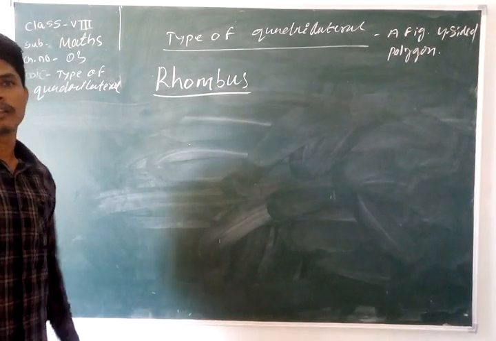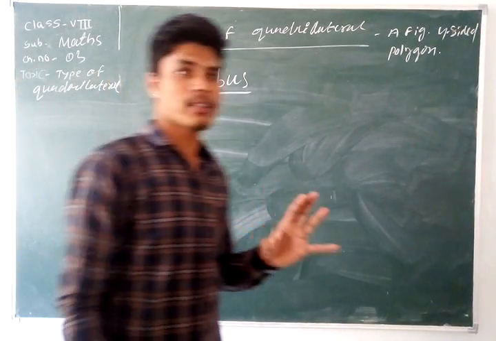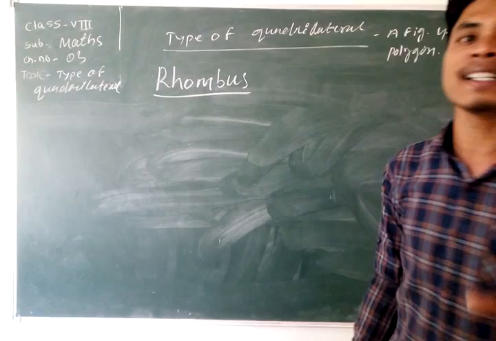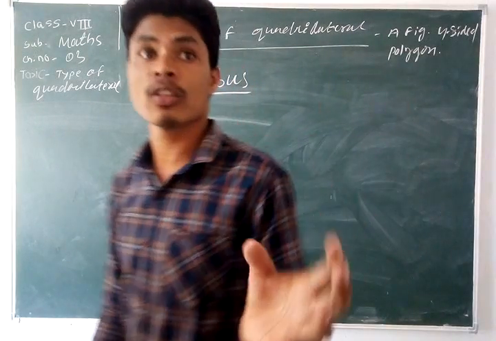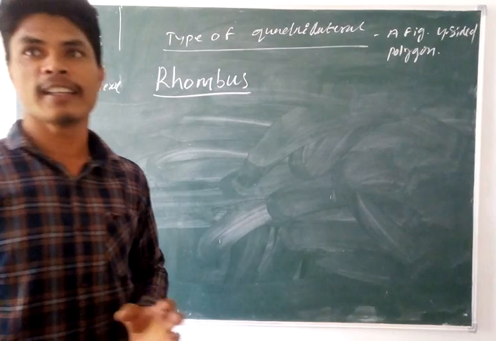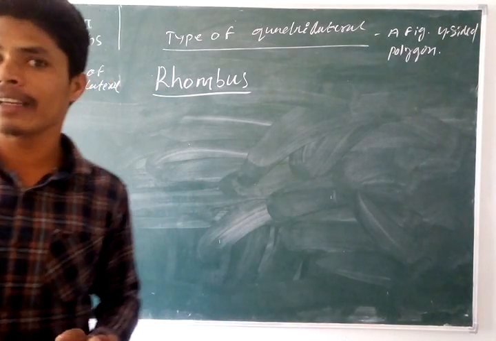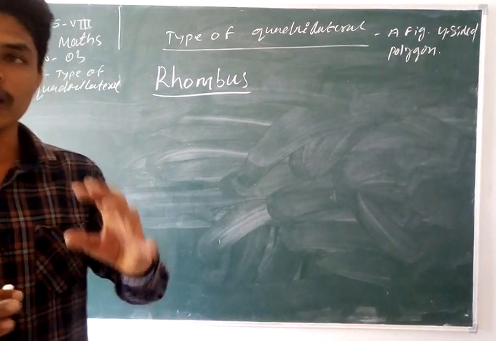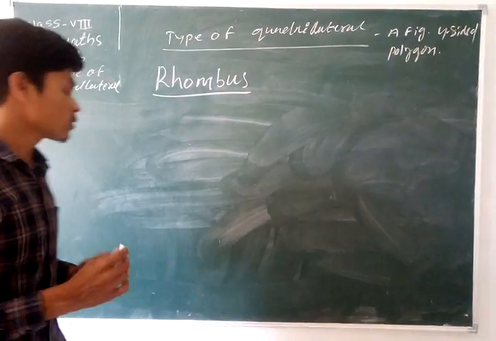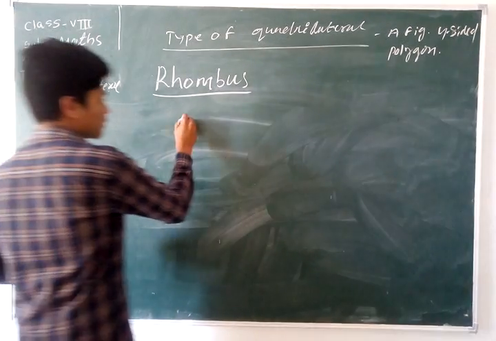Okay, rhombus is also a quadrilateral. Then what is rhombus? The quadrilateral whose all sides are equal and opposite angles are equal. Square also has all sides equal, but each angle is 90 degrees. What is the difference between rhombus and square? In a rhombus each angle is not 90 degrees, but in a square each angle is 90 degrees. So let's see examples. Kite is an example of rhombus. Here.